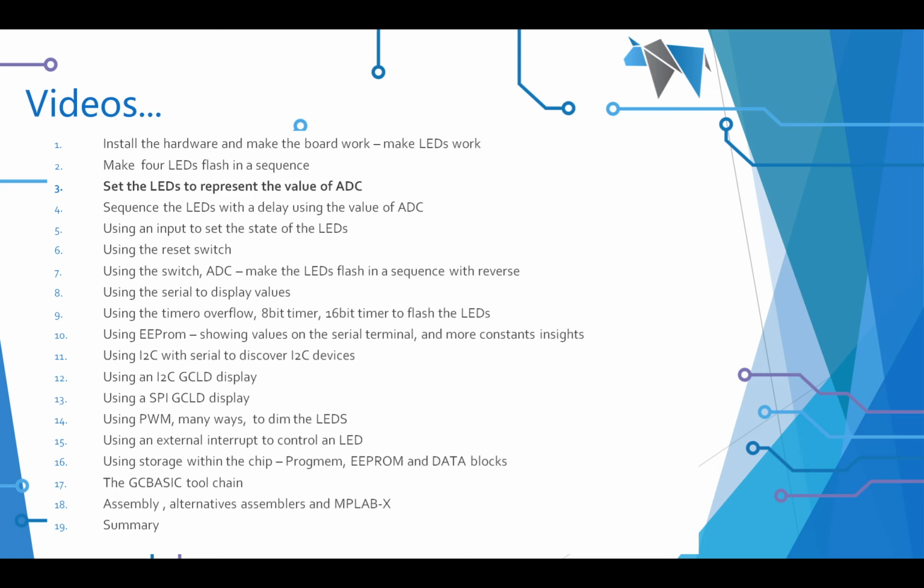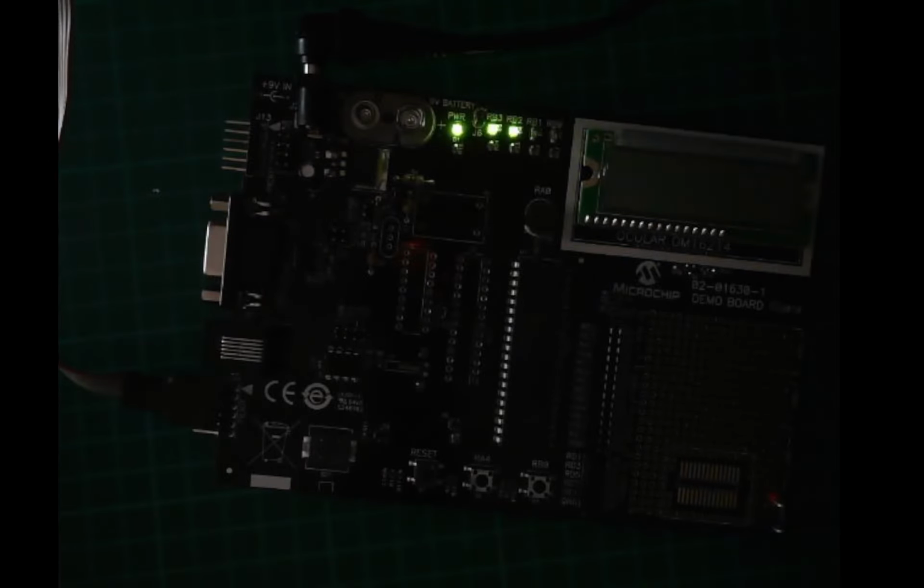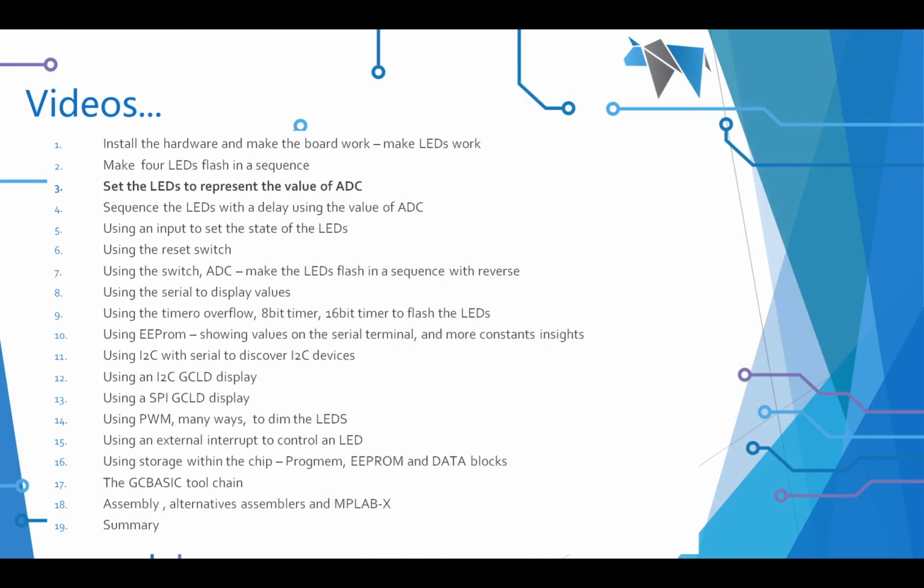So number 3 is all about setting the LEDs to represent the value of the ADC. We're going to read the ADC, and we've been playing with these LEDs, so let's have a look at where we left it. The LEDs are rotating. It's in the dark there because this board is extremely bright and reflects the light back. But we're going to set the LEDs to represent the value of the ADC. Quite clever. Later on, we might even see some of that on the LCD.